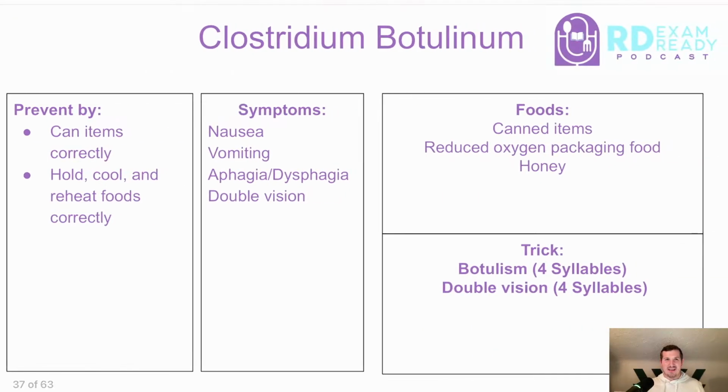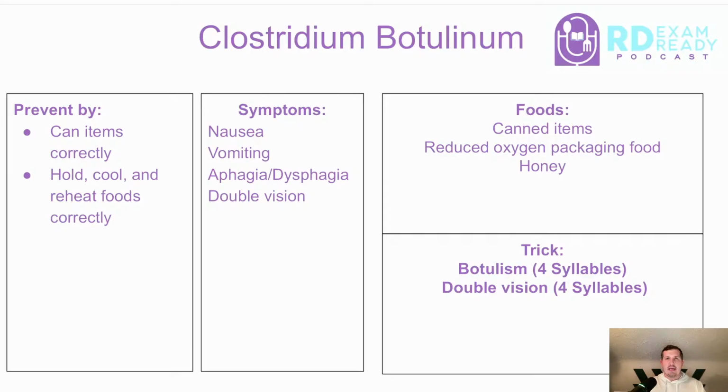All right, rolling it on here. Oh my gosh, Clostridium botulinum, or botulism, as I'm probably just going to call it here. To prevent botulism, one, you've got to make sure you can your foods correctly. That's going to give you a clue. If you can foods, like I've tried to in the past, and you do it correctly, you probably won't develop Clostridium here. Secondly, hold, cool, and reheat foods correctly.